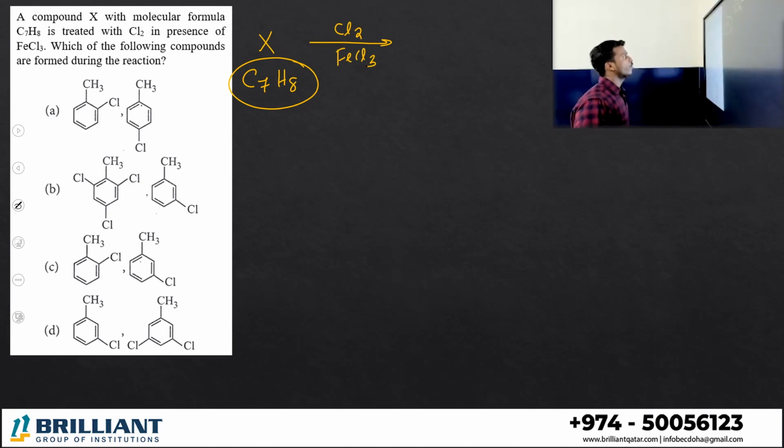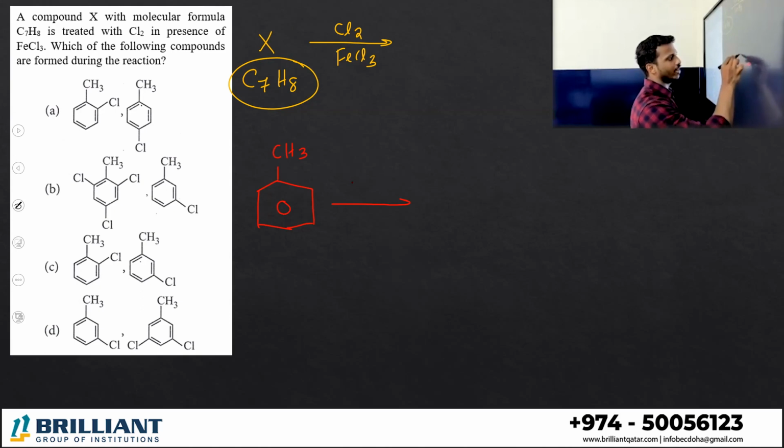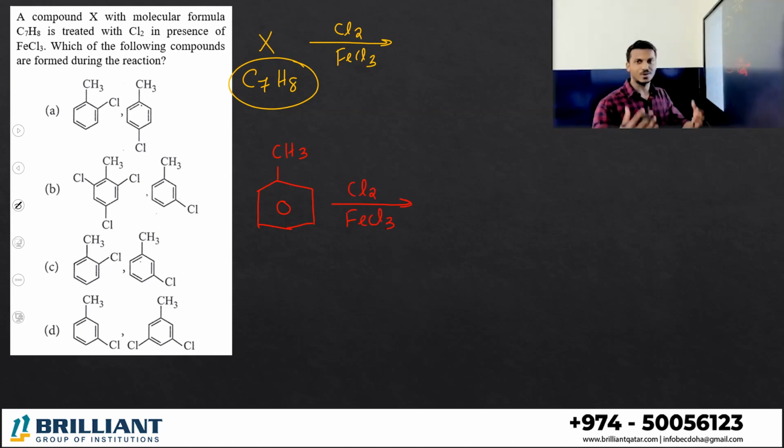Which of the following compounds are formed during the following reaction? You can understand what your compound C7H8 is by the following options. Toluene. All of the options contain toluene. You can check whether the toluene formula is correct or not. C7H8. I told you already, toluene when treated with chlorine in presence of FeCl3, electrophile is coming.